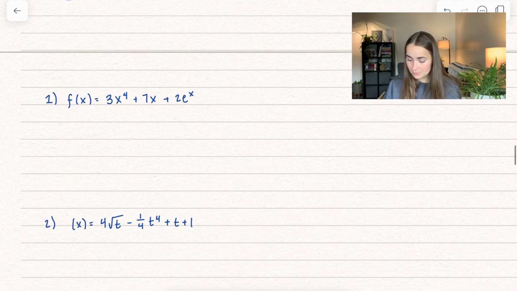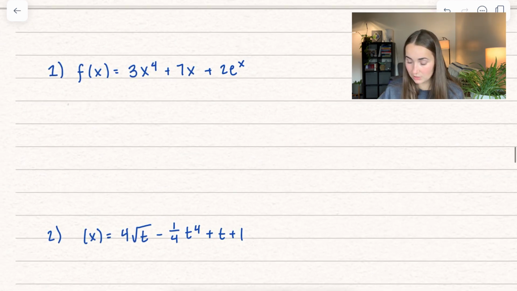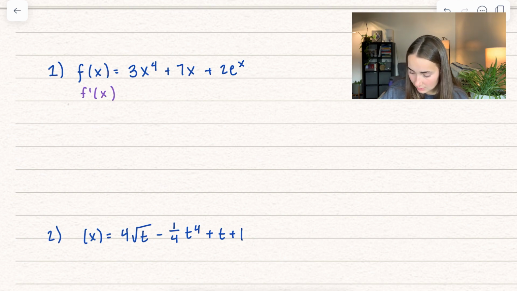So we have some examples here. f of x is equal to 3x to the power of 4 plus 7x plus 2x. So let's go ahead and use the rules that we know in order to find the derivative. So the first rule I know is that I can take the derivative of each one individually, which is very nice.